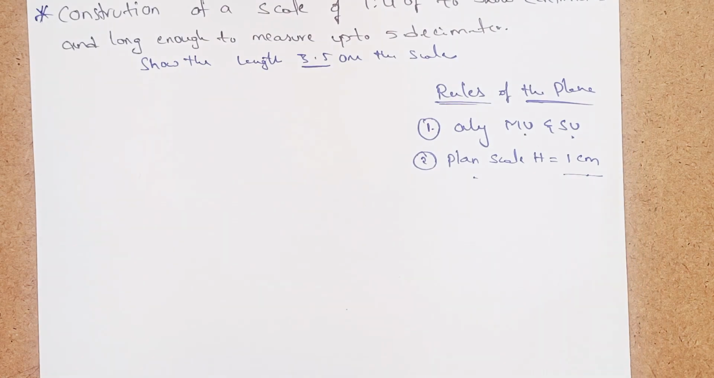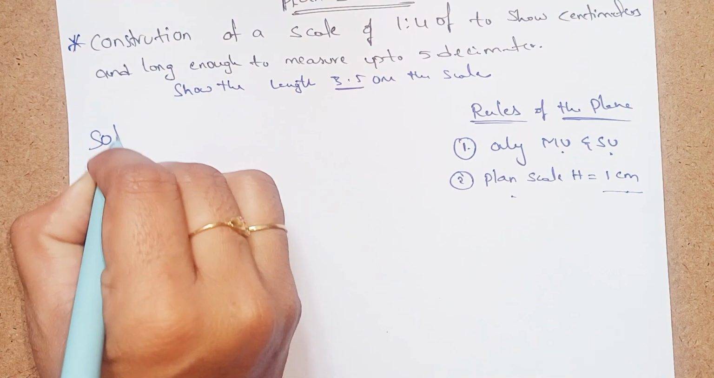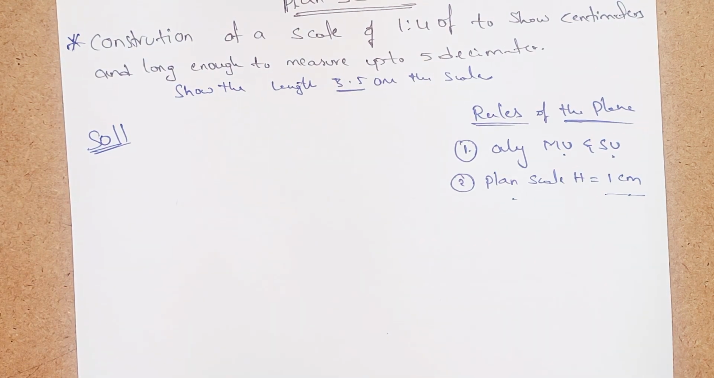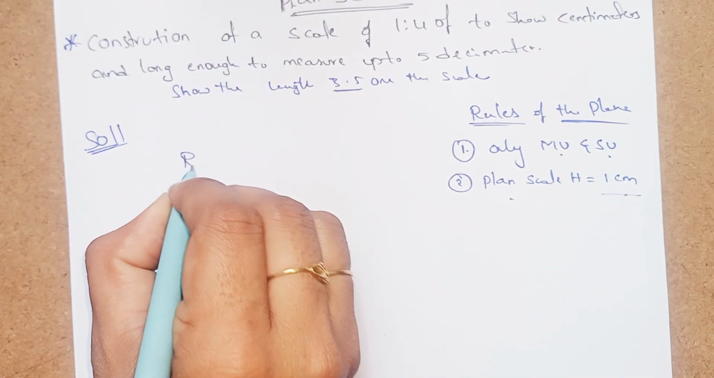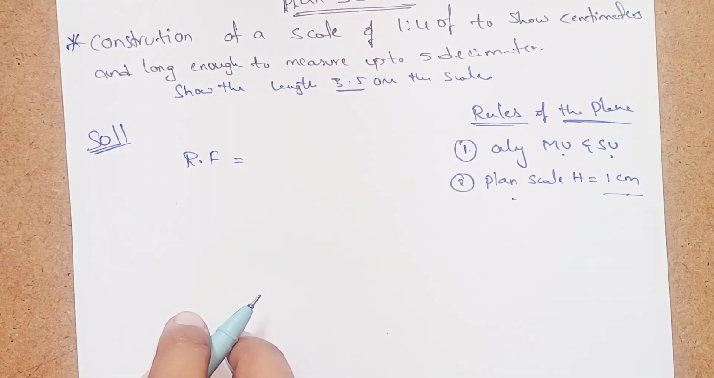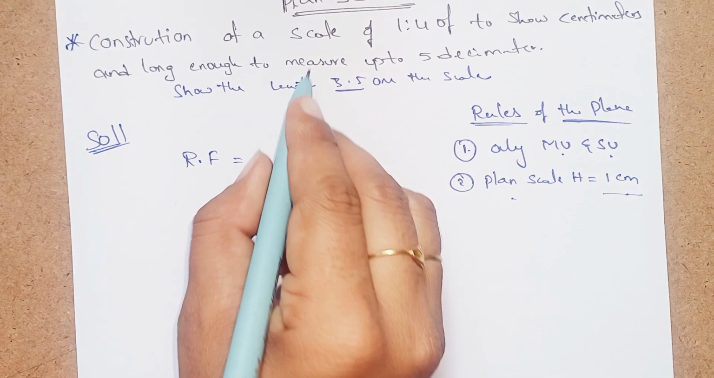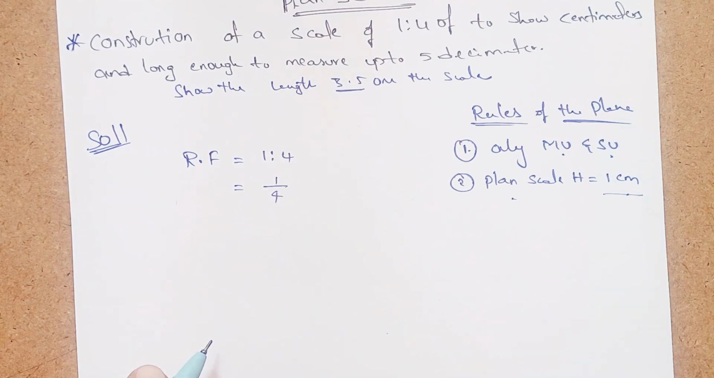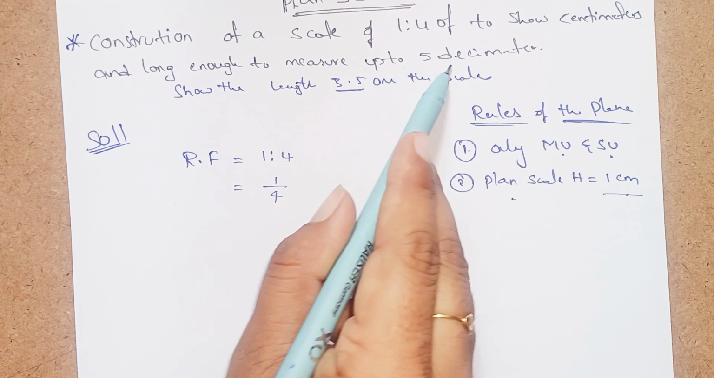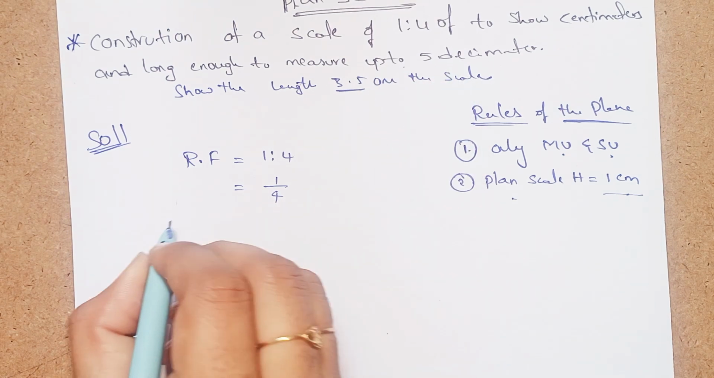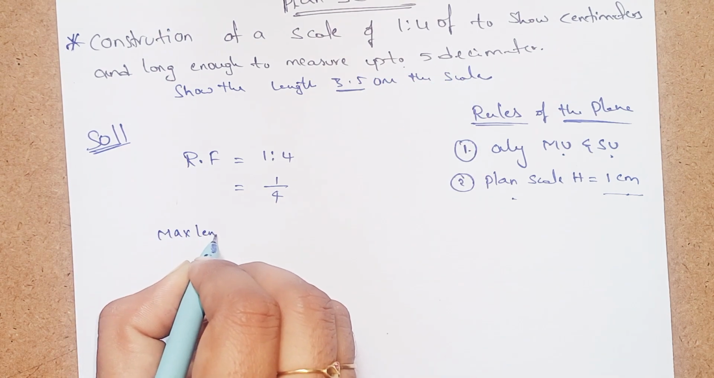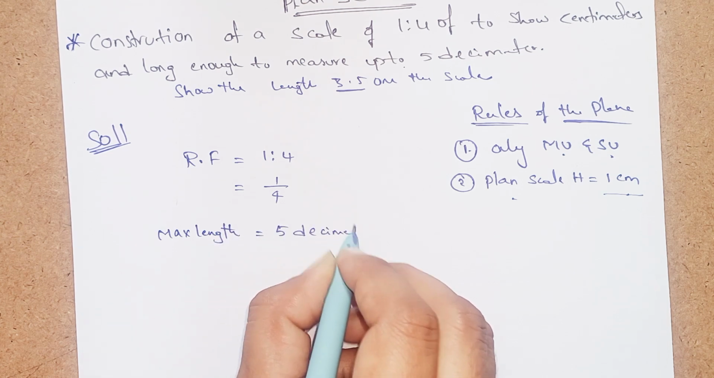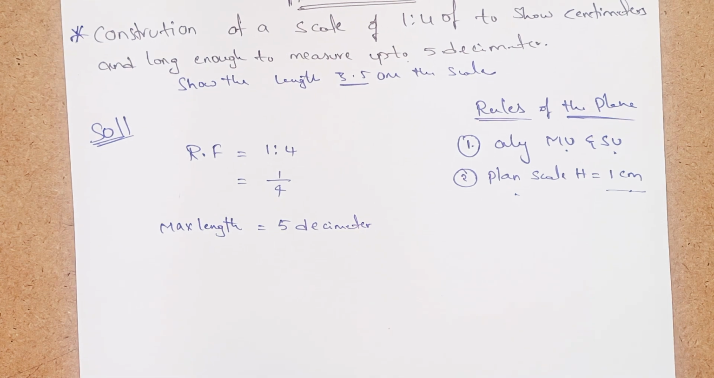So we have to follow the solution. Construct a scale of 1:4. Given RF, the representative fraction, which helps identify which type of scale. Here RF is directly given as 1:4, and we write it as 1/4 also. To show centimeters and long enough to measure up to 5 decimeters, so the maximum length is 5 decimeters, given in the question.